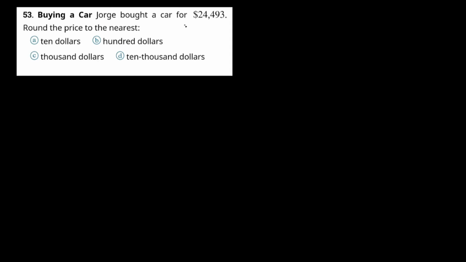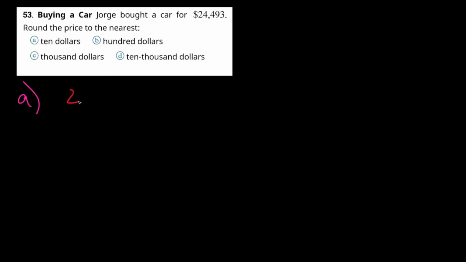Problem 53. Jorge bought a car for $24,493. Round the price to the nearest A, $10, B, $100, C, $1,000, and D, $10,000. So we'll start off with part A. Part A, we are going to round to the nearest $10.